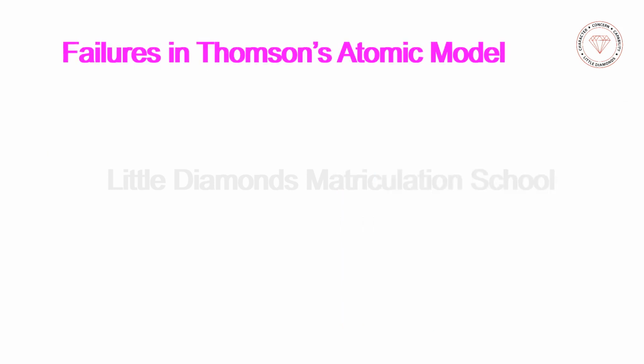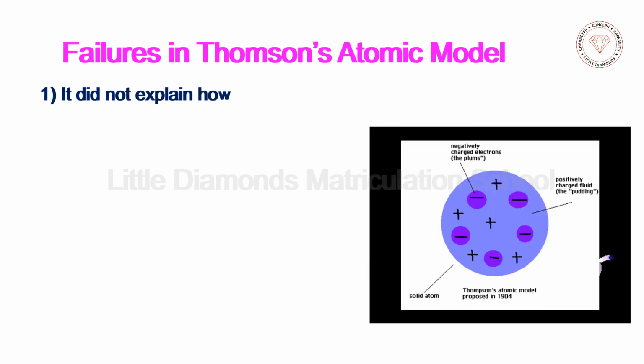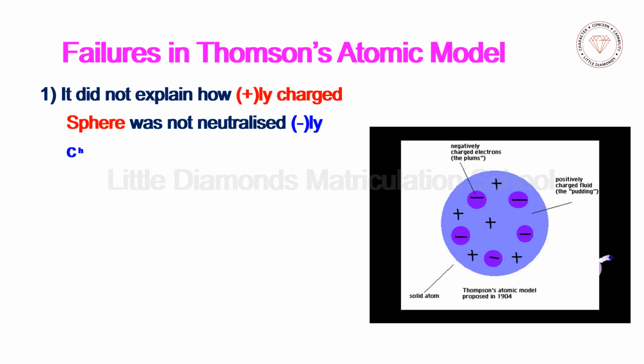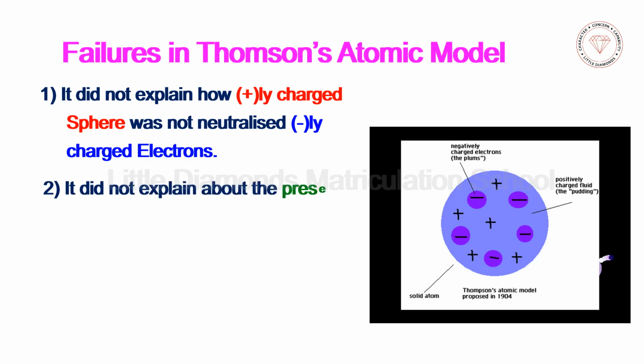Failures in Thomson's atomic model. His theory failed to explain how the positively charged sphere did not get neutralized by the negatively charged electrons. It did not explain the presence of neutral particles in the atom.